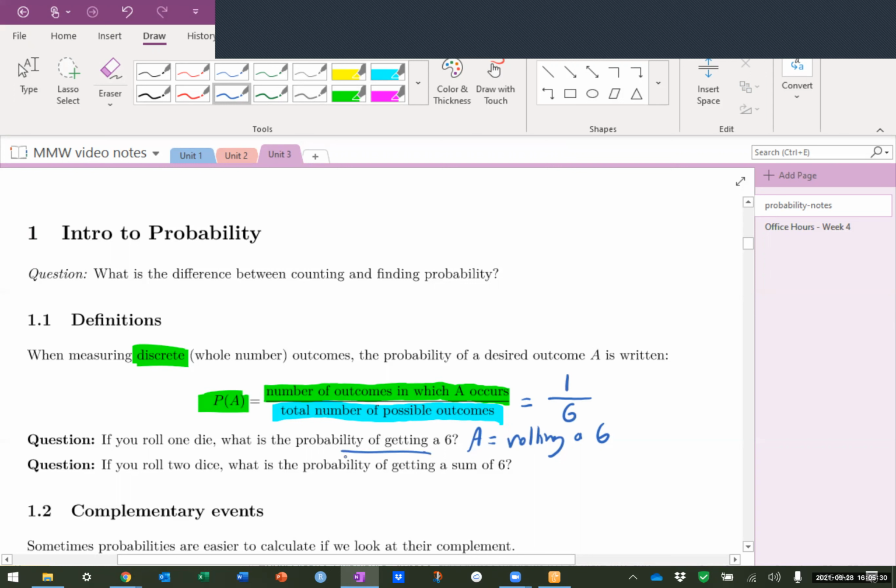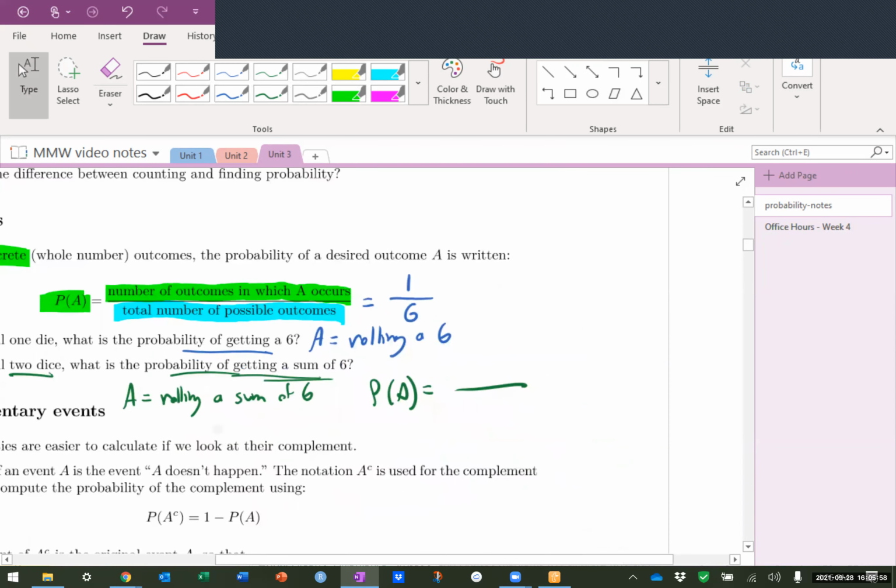Okay, so now let's step it up. What if you're rolling 2 dice? What's the probability of getting a sum of 6? So we'll call that event A, rolling a sum of 6. So the way to find that probability is ways A occurs. So how many ways can A occur? Let's count.